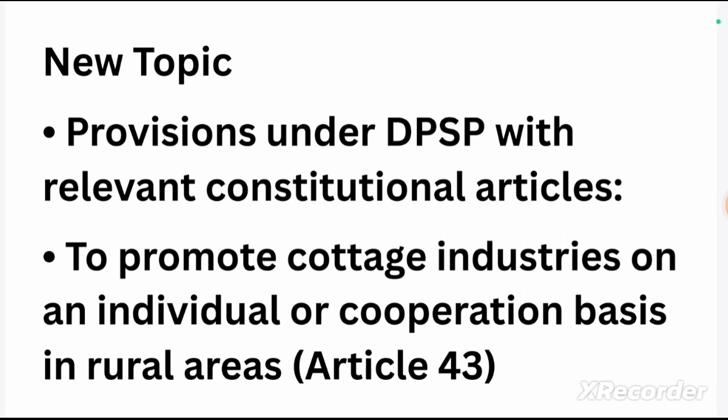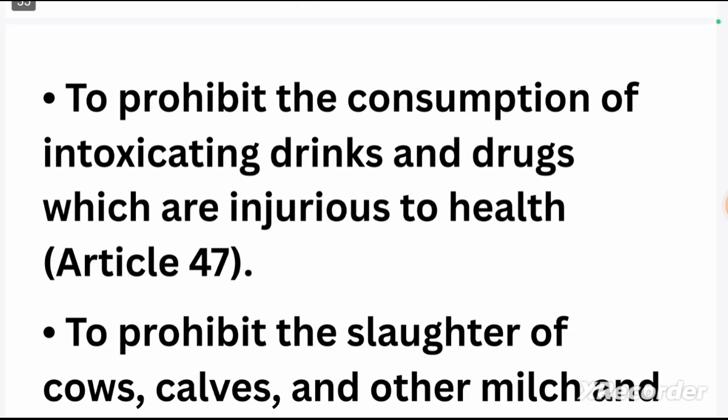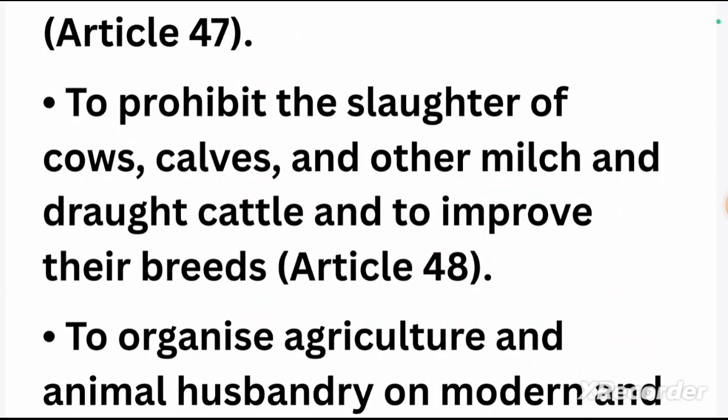New topic: provisions under DPSP with relevant constitutional articles. To promote the cottage industry on an individual or cooperative basis in rural areas, Article 43. To prohibit the consumption of intoxicating drinks and drugs which are injurious to health, Article 47. To prohibit the slaughter of cows, calves, and other milch and draught cattle and to improve their breeds, Article 48.